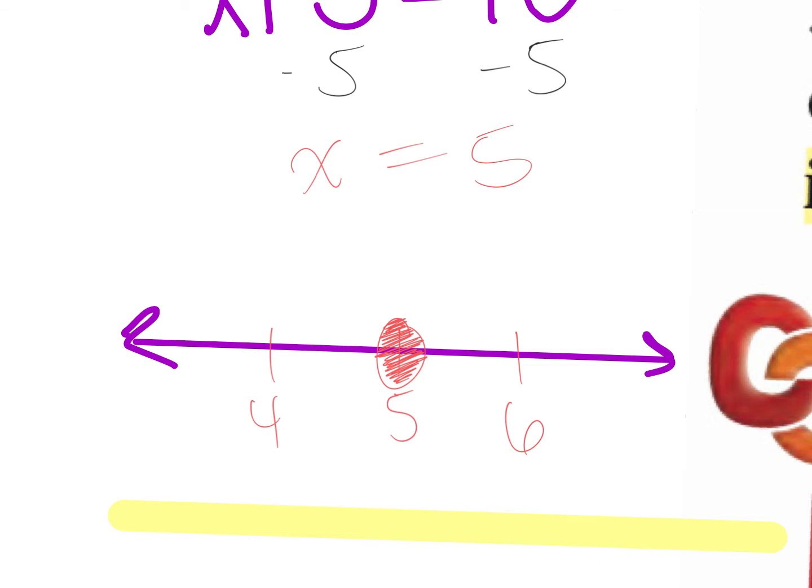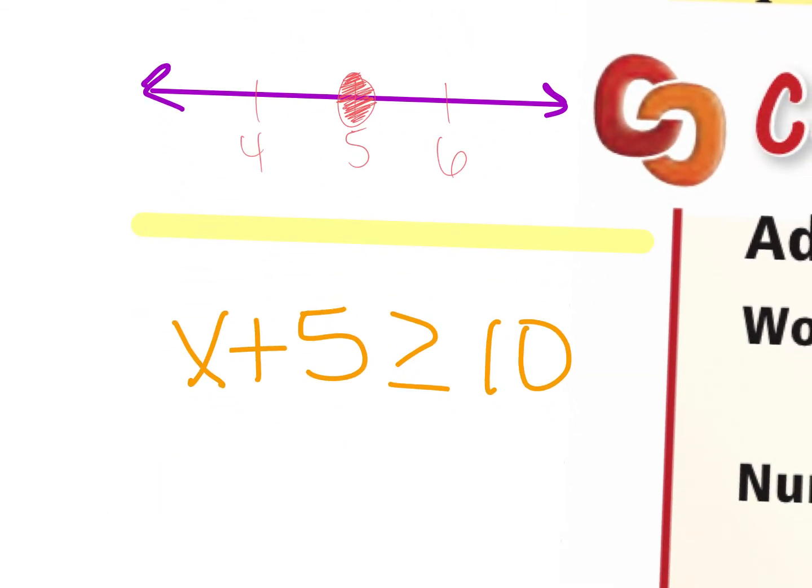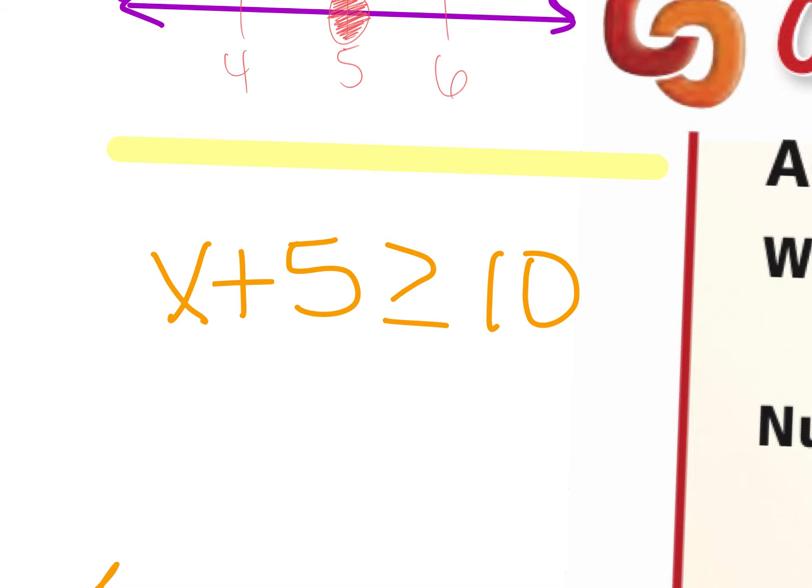Now, we're going to do the exact same thing, but with an inequality. Do you guys see the difference here? The only thing I changed was it was an equal sign, and now what sign is it? A greater than or equal to symbol, okay? We do the same thing. If you do something to the left side of an equation, you must do it to the right side. If you do something to the left side of an inequality, you must do it to the right side.